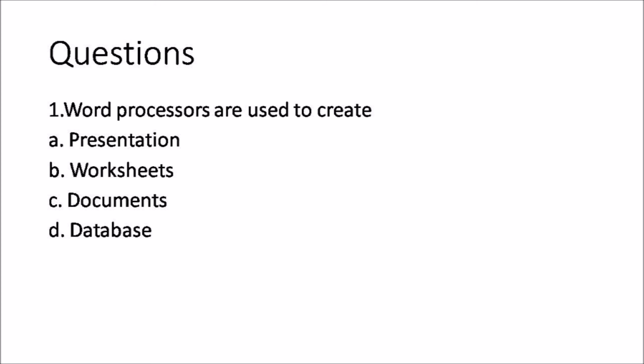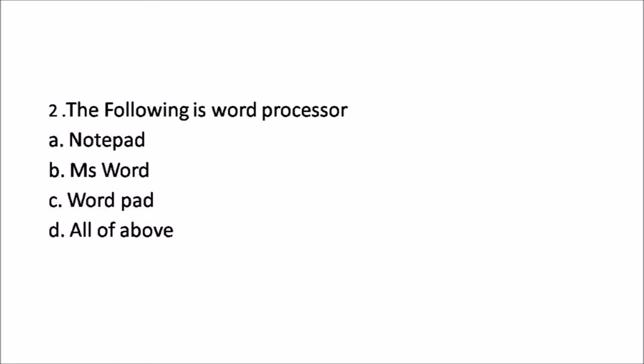The first question is, word processors are used to create presentations, worksheets, documents, or databases? The answer is C, documents. The second question is, which of the following is a word processor? Notepad, MS Word, WordPad, all of the above. Notepad is a word processor, MS Word is a word processor, WordPad is a word processor. So the answer is D, all of the above.